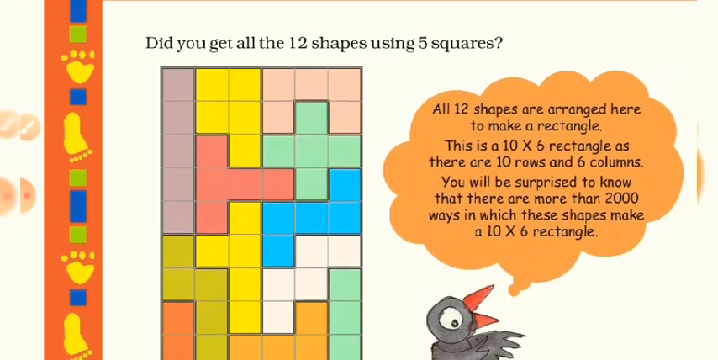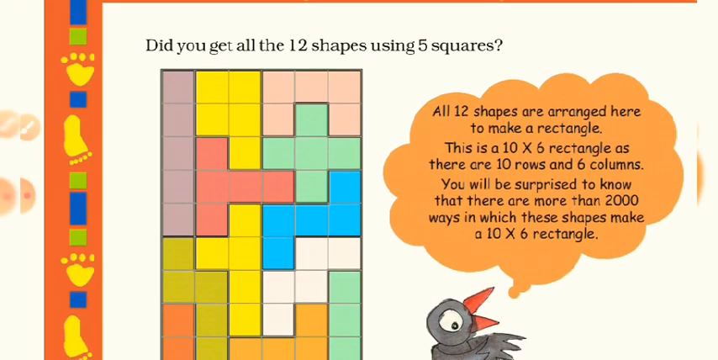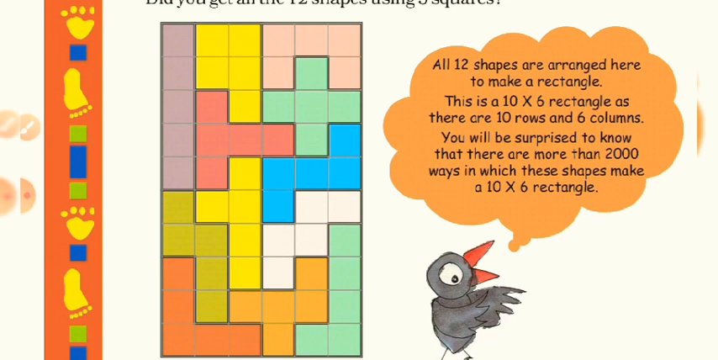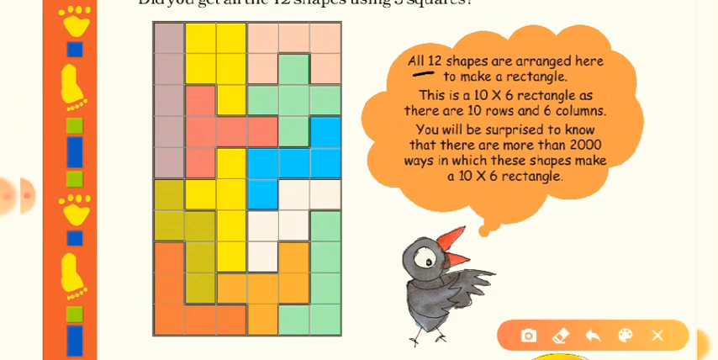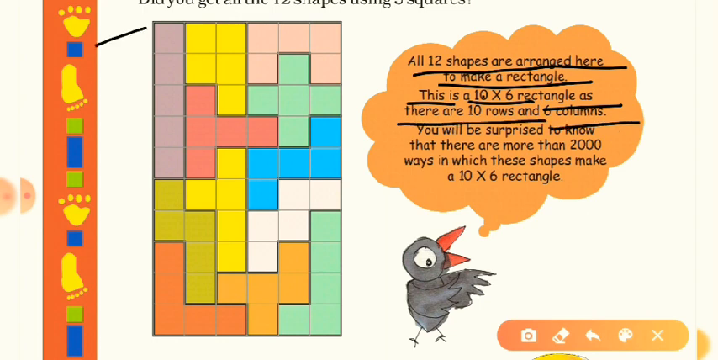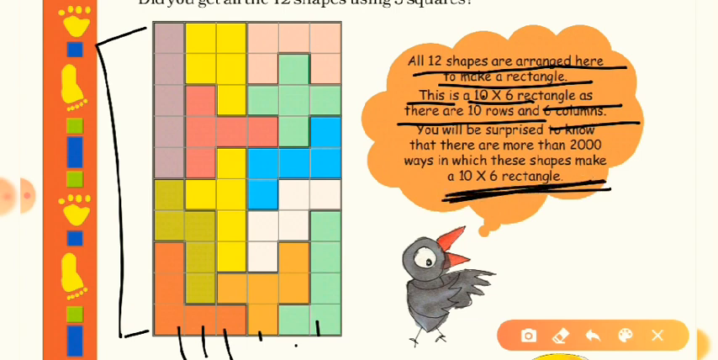Now, did you get all the 12 shapes using 5 squares? Yes, we got that. And notice that all 12 shapes are arranged here to make a rectangle. This is a 10 by 6 rectangle, as there are 10 rows and 6 columns. So here you can see that it has 10 rows and how many columns? Yes, 6 columns. And you will be surprised to know that there are more than 2000 ways in which these shapes make a 10 by 6 rectangle.